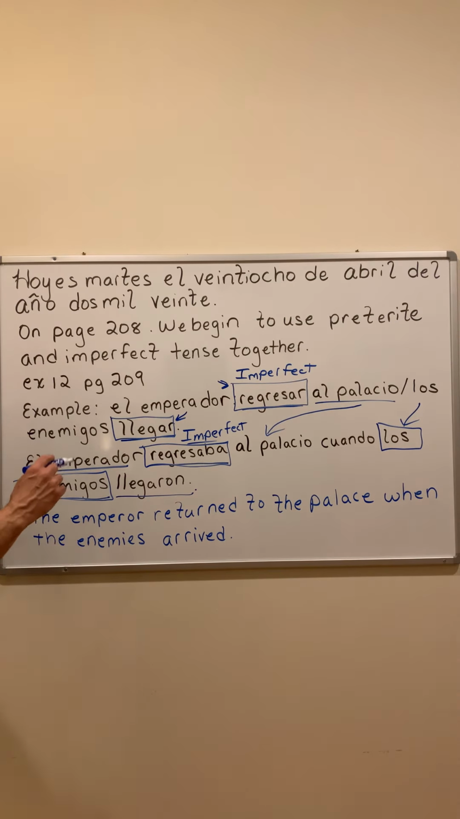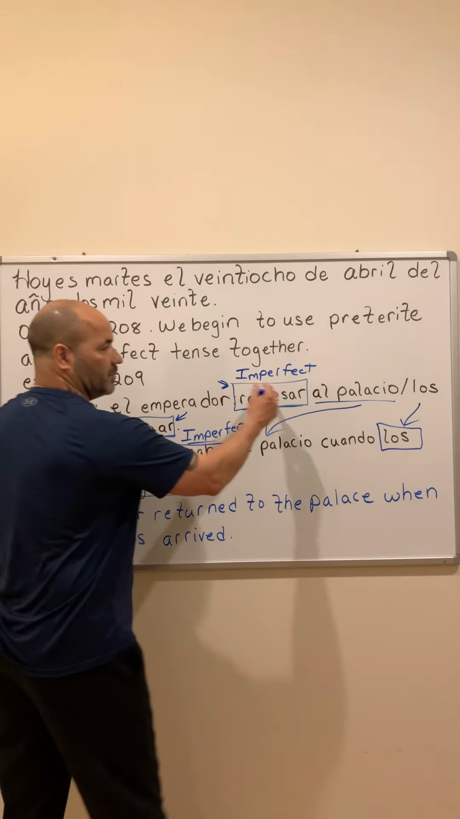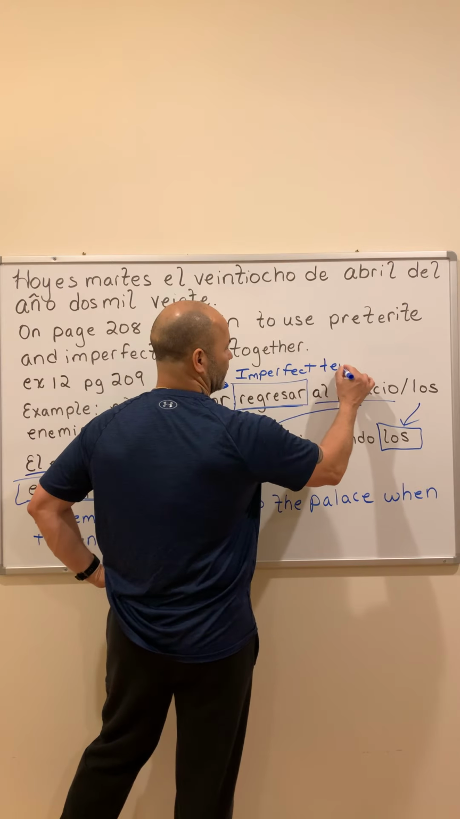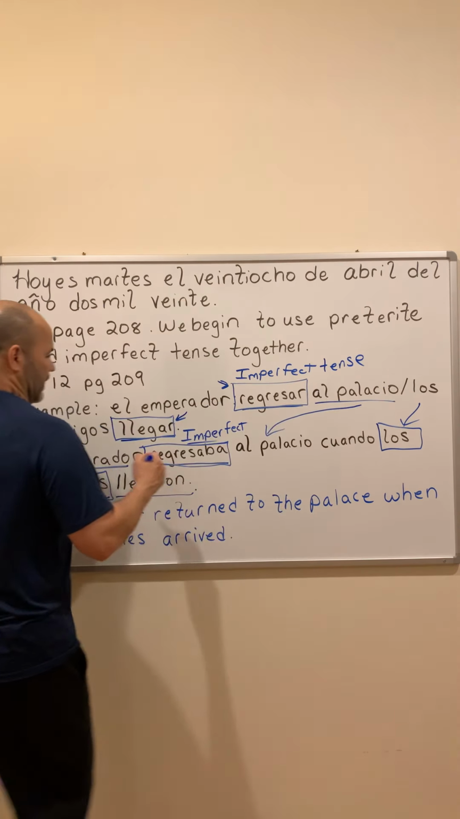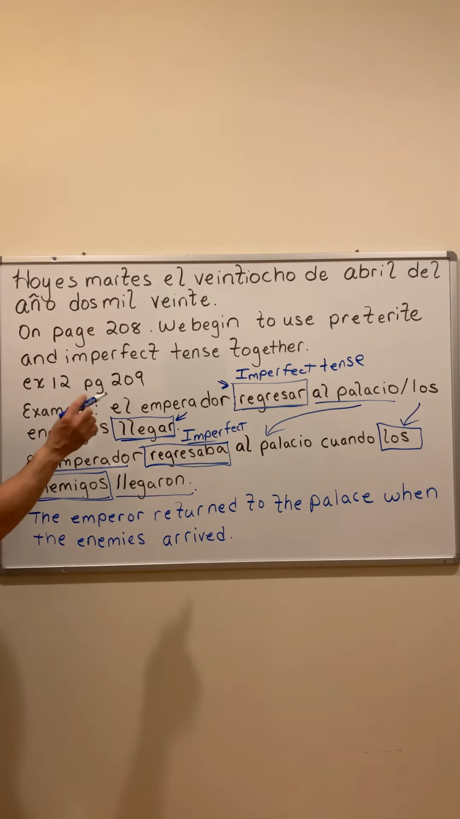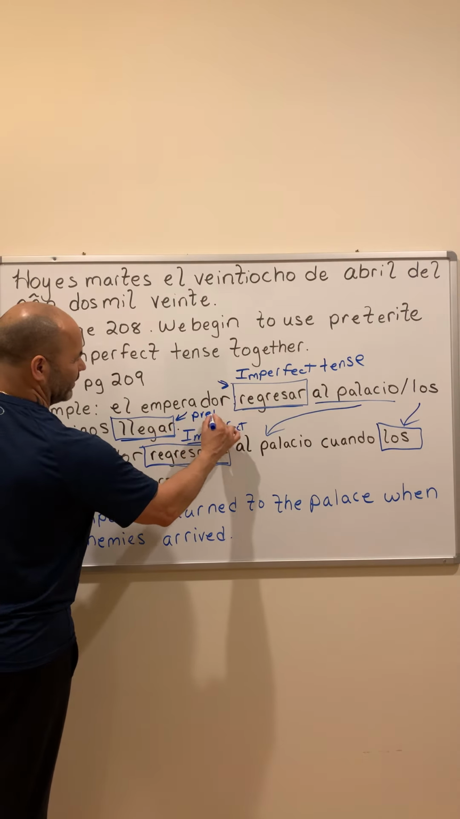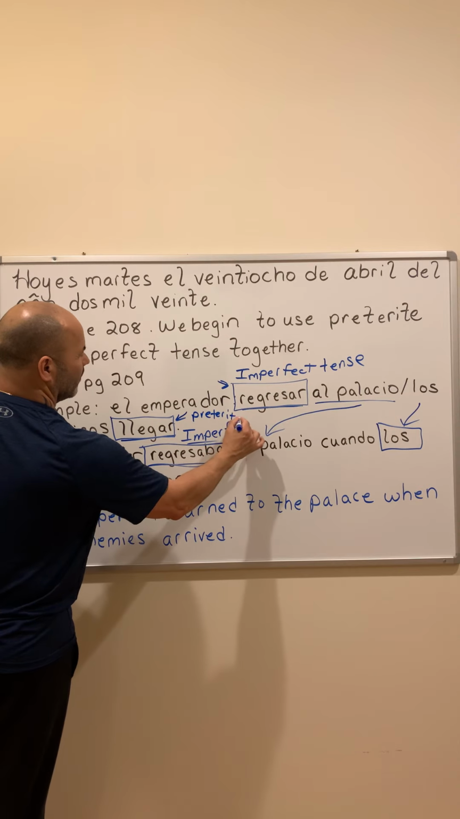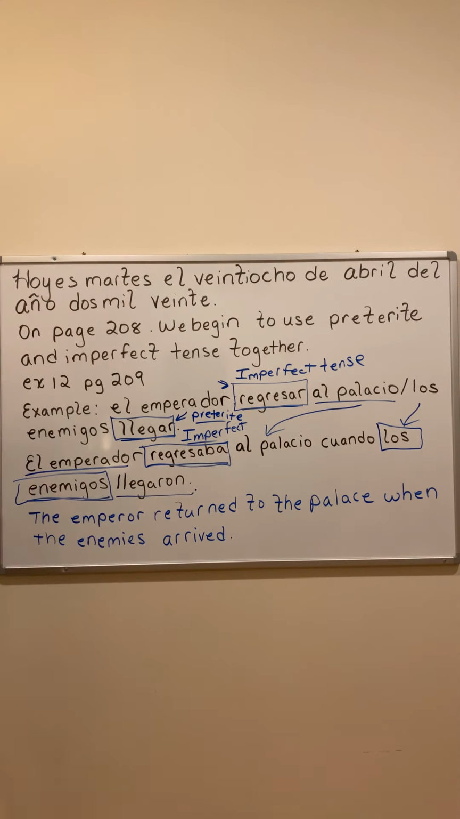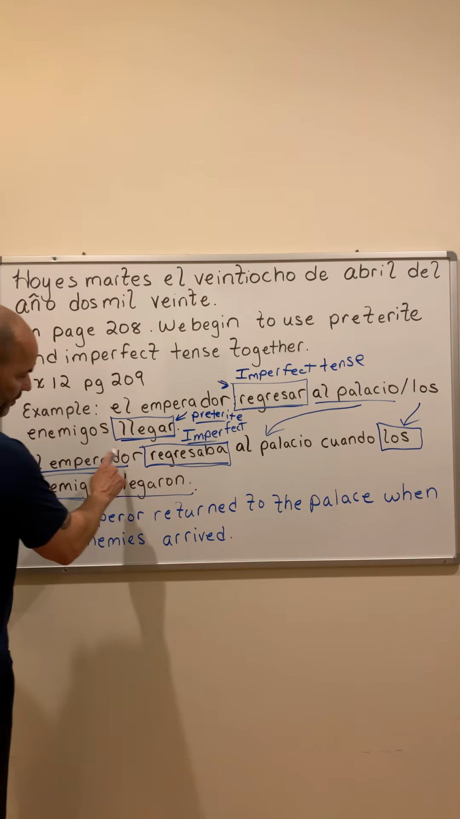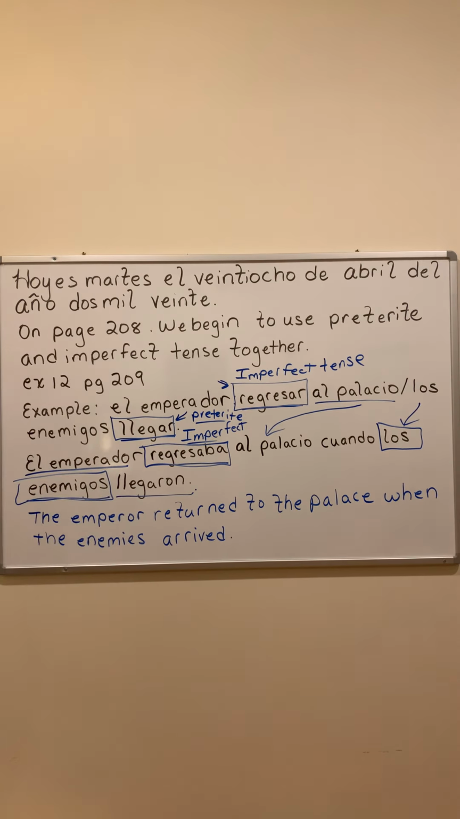Okay? Now what you're going to do is on each one of these questions that you're answering in this exercise, you're going to make sure that you conjugate the first verb in the imperfect tense, okay, in the imperfect tense. And the second one is going to be in the preterite. Okay? So, let's dive right in. So the first thing you're going to do is write el emperador. Okay? El emperador. So we just copy that down.